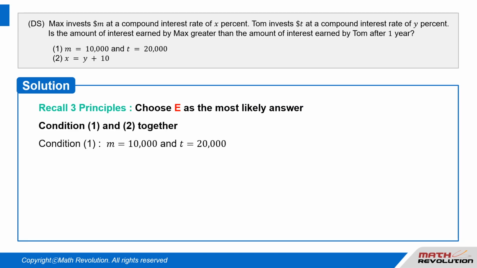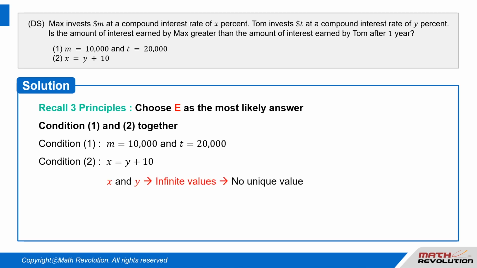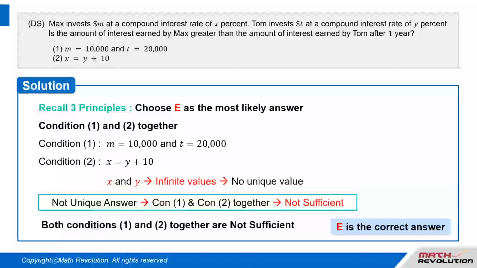Let's take a look at both conditions together. Condition 1 tells us that M equals 10,000 and T equals 20,000. Condition 2 tells us that X equals Y plus 10. But we still cannot find the unique value of X and Y, as we can plug in any variety of values to solve the equation. So conditions 1 and 2 combined are not sufficient.